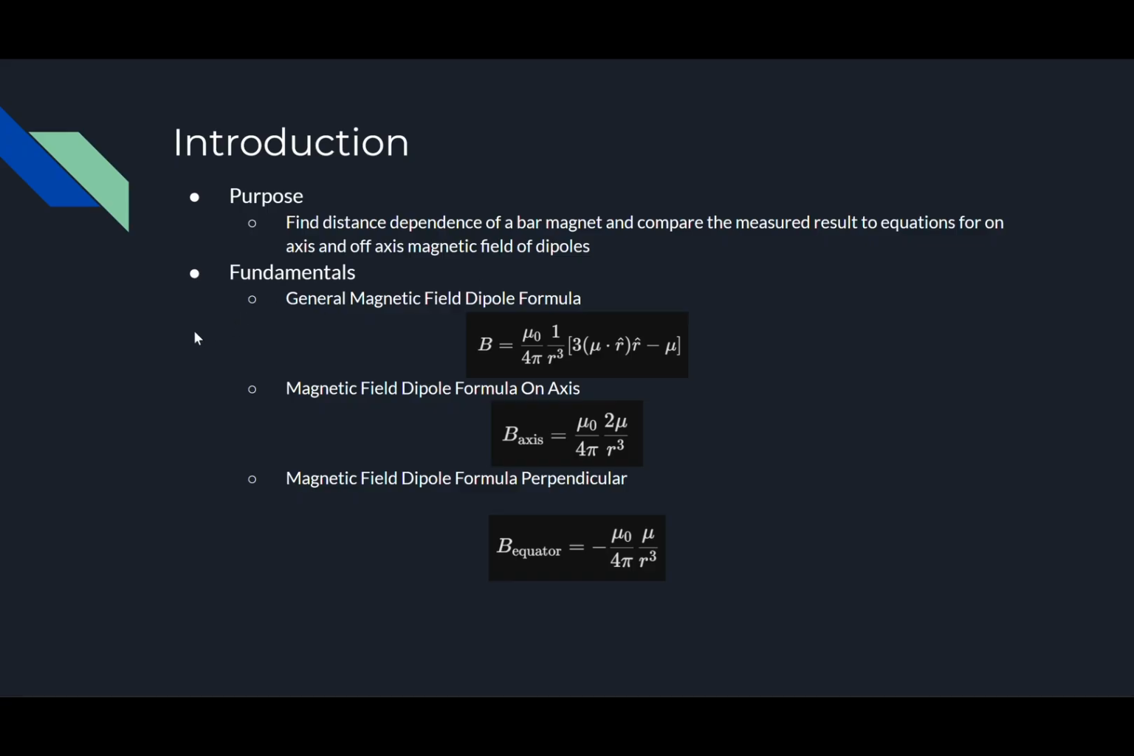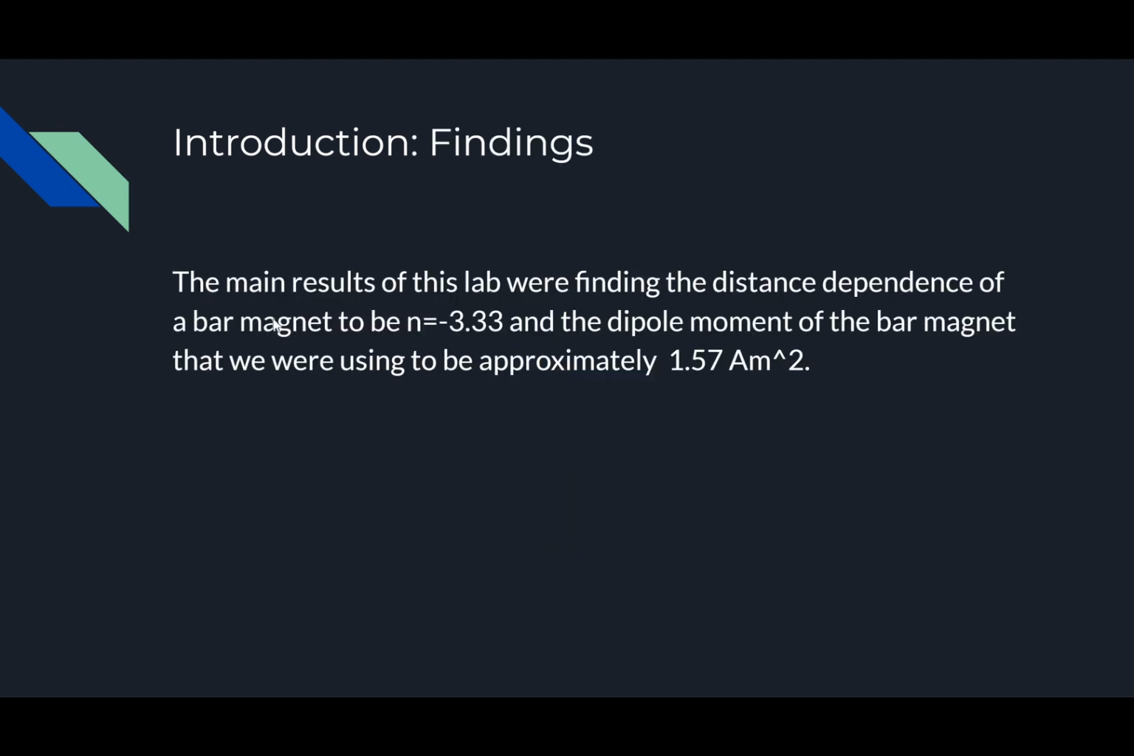The general magnetic dipole formula is this, and then this is the on-axis and perpendicular. The second two are just simplified representations of the first one. The main result of this lab was finding the distance dependence to be n equals negative 3.33, and the dipole moment was 1.57 A·m².